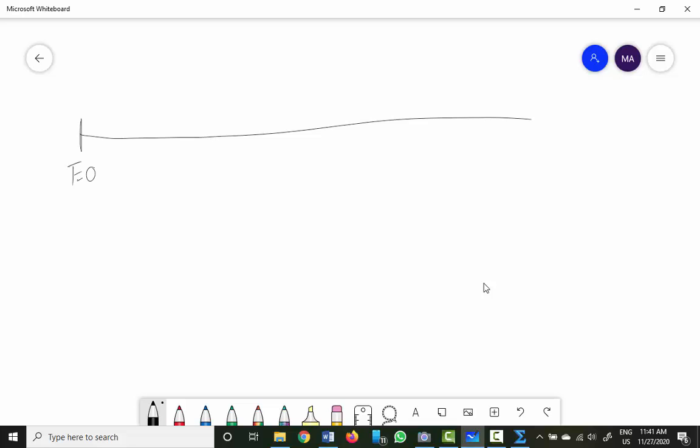So at period 0 you are making your first payment of 500 taka. At period 1, that means after 1 month, you will again pay 500 taka. After 2 months you will again pay your 500 taka. So like that way, what will the total installment be?